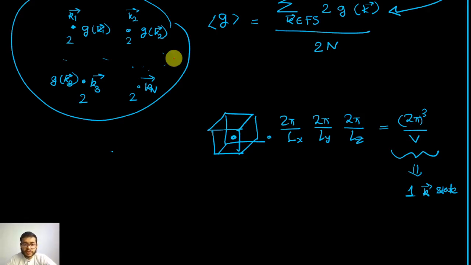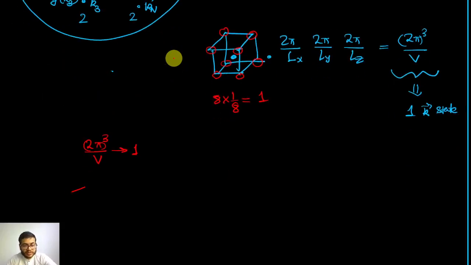Actually, to be very clear, such a box will have k states at the corners, its 8 vertices. But because each state is also shared among 8 cubes in total, the total number of k points within this volume will be 1. So per 2 pi cubed by V volume, we will have 1 k state. So if you think of it as a completely continuous thing, you can actually say that this is going to be replaced by this.